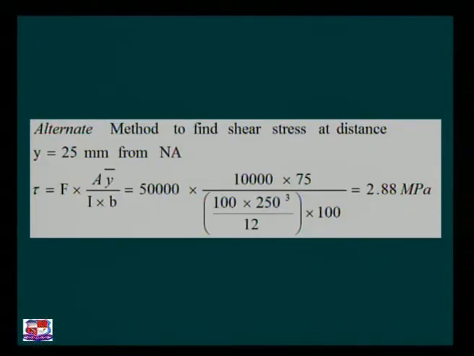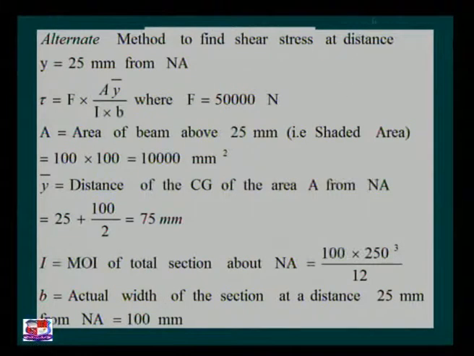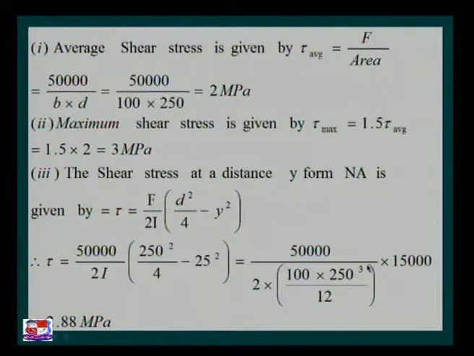Before going to further data, here an alternate method is also given to us to find out the shear stress at distance y equal to 25 mm above the neutral axis. In the previous case, in the third case, we have used the very fundamental equation, that is f divided by 2 pi bracket d square by 4 minus y square. This is one of the approaches.